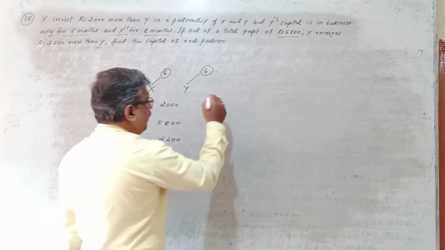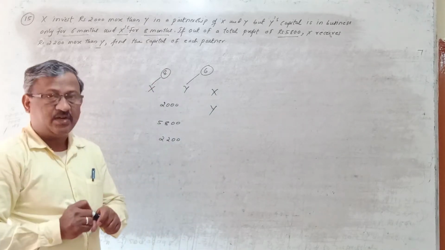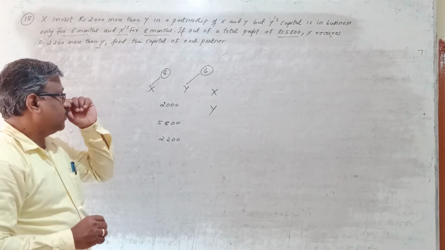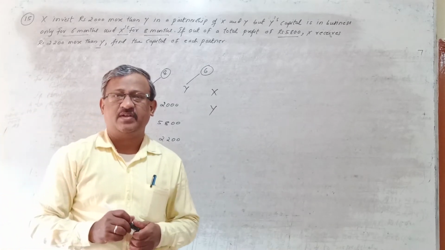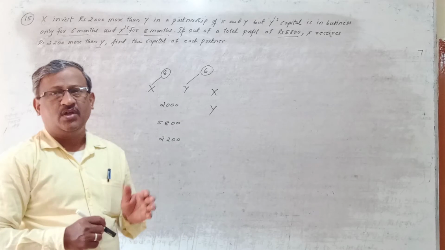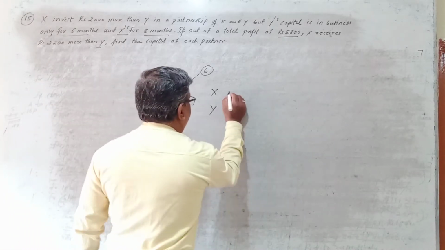Now the capitals of X and Y are not known, right? As in the previous problems, when the profit was not given, we assumed the profit as x. Like that, here the capitals are not given, so we have to assume the capitals. Clear? So how will we assume the capitals?